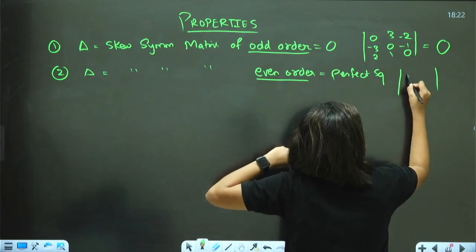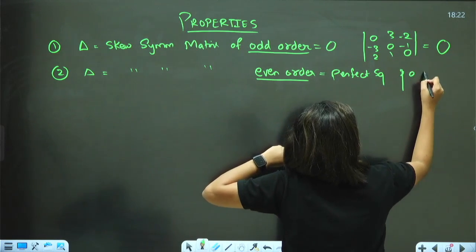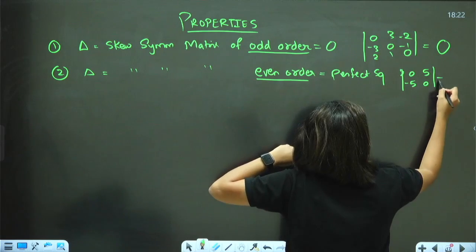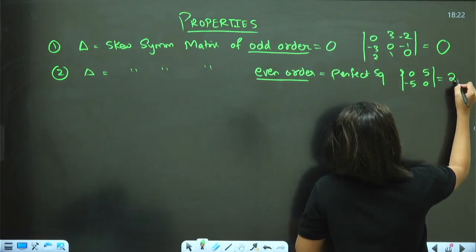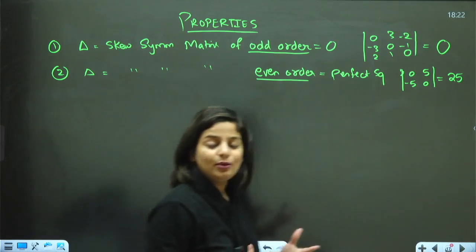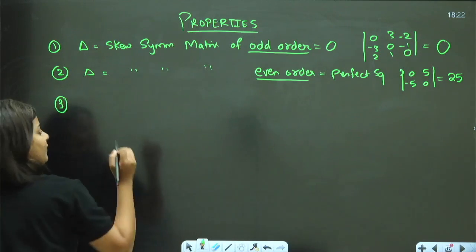Example: 0, 5, minus 5, 0. Isn't it a skew symmetric matrix? Yes. What is its determinant? 5 5s are 25. It's a perfect square, square of 5. Always for even order, it will be a perfect square.